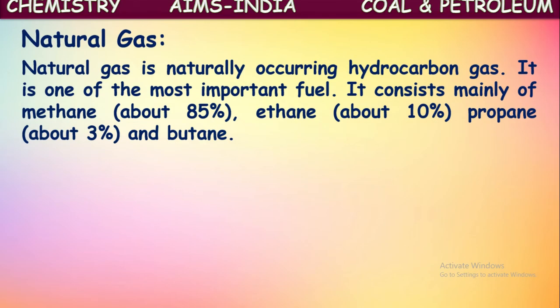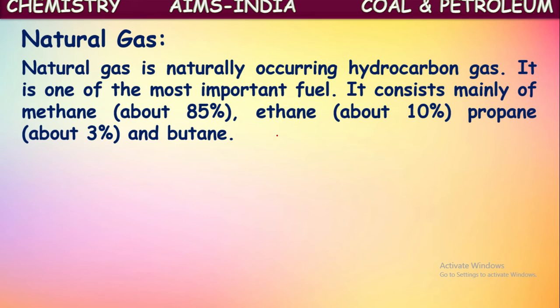Natural gas is a naturally occurring hydrocarbon gas. Yes, it is a mixture of so many hydrocarbons, just like petroleum. It is also a composite of hydrocarbons. We have told earlier what is meant by hydrocarbons: carbon compounds containing majorly carbon and hydrogen. So this natural gas is also a composite of hydrocarbons.